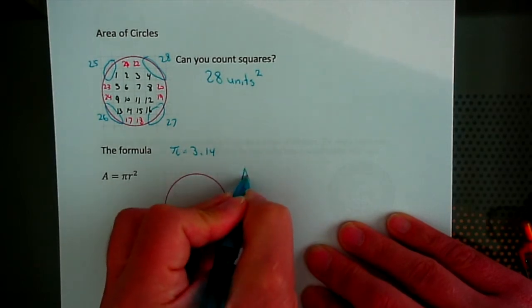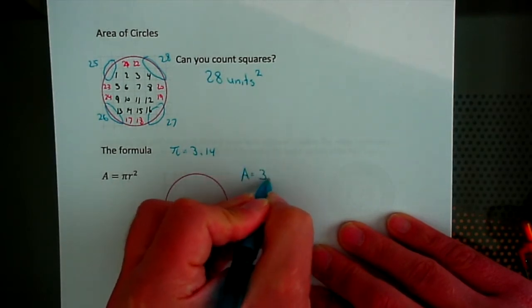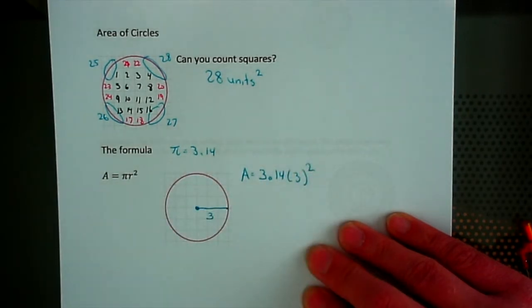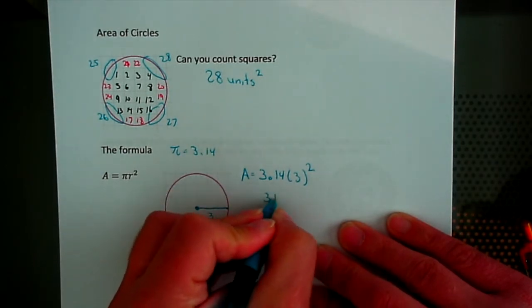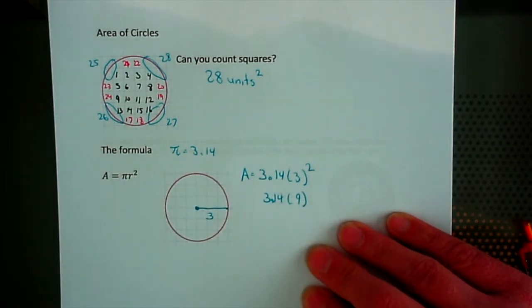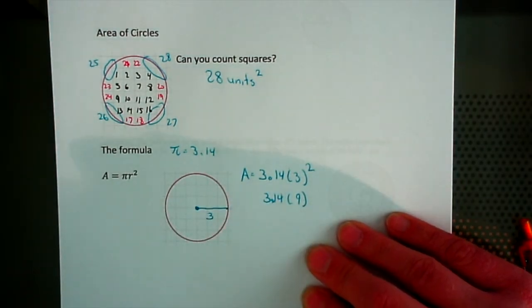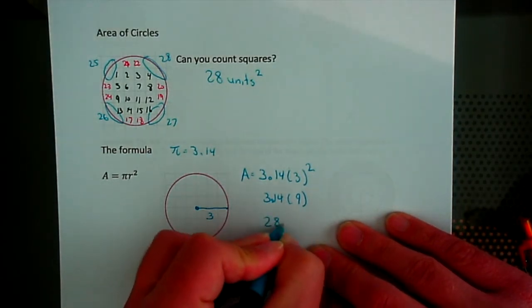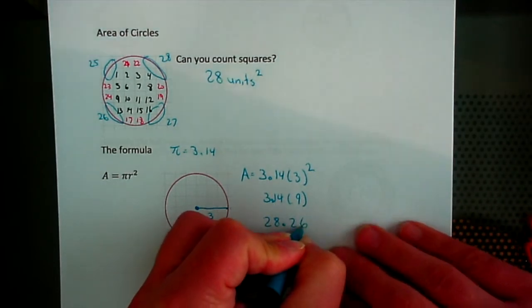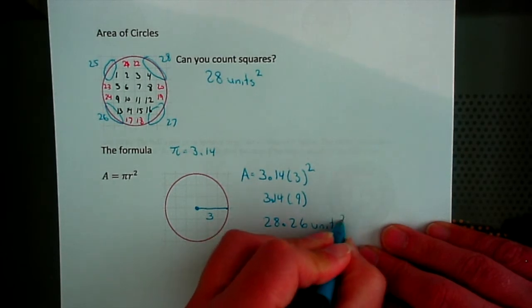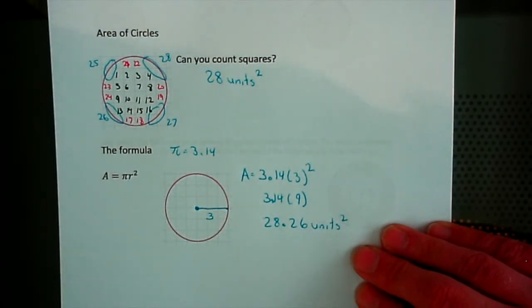So I can go, the area is 3.14 times 3 squared. Well, that's 3.14 times 9. Now I get 3.14 times 9, I get 28.26 units squared.